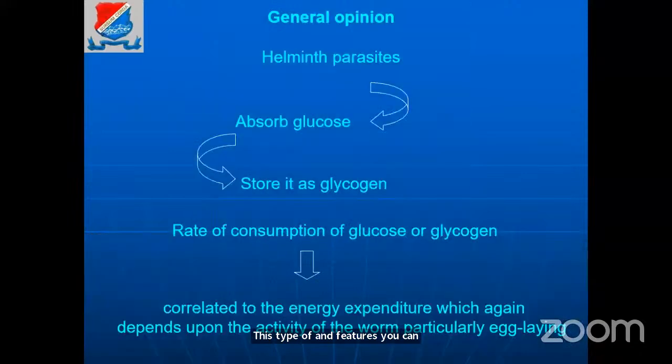So from this point of view, what is the general opinion regarding helminth parasites? You already know that they absorb glucose and store it as glycogen, but what is the rate of consumption of glucose or glycogen? We don't know. What is the stored glycogen? We don't know. What is actually the glucose content or free glucose in the parasite? We don't know. And what is the energy expenditure, which again depends upon the activity of the worm, particularly during egg-laying time, how they fix carbon dioxide, or what type of metabolic pathway they follow, we don't know.